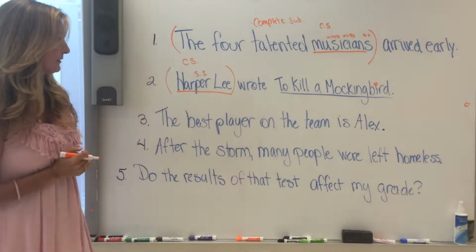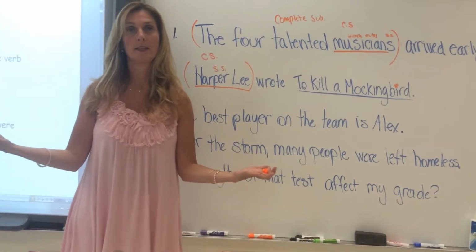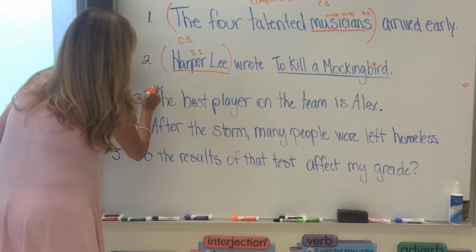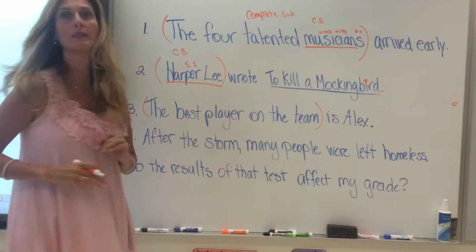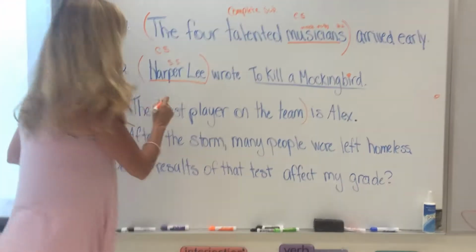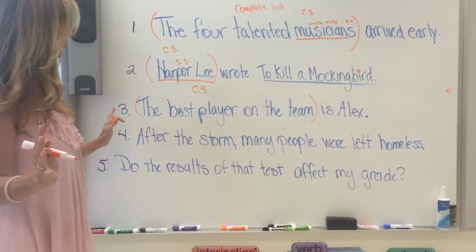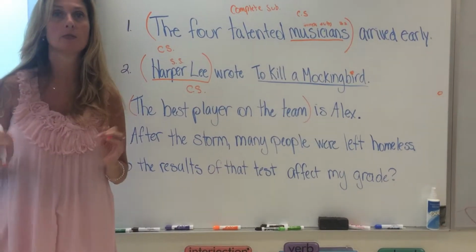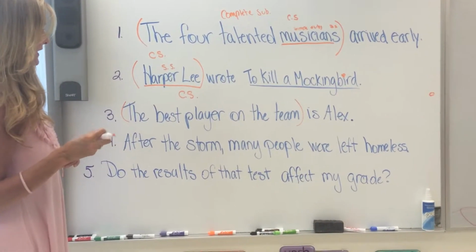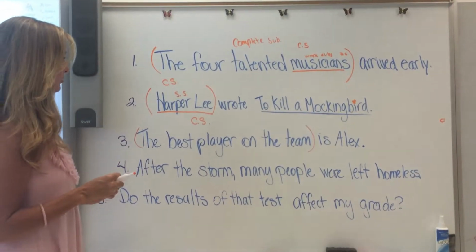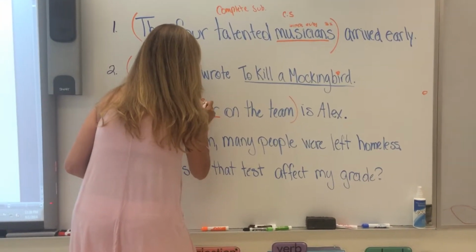Next, the best player on the team is Alex. Who or what is Alex? Well, Alex is the best player on the team. That whole phrase is going to be the complete subject. But now, if I say I only can have one word from the complete subject to be the simple subject, what word are you going to choose? What is Alex? Well, Alex is the best player, but I can only pick one word, so then I'm going to go with player, simple subject.